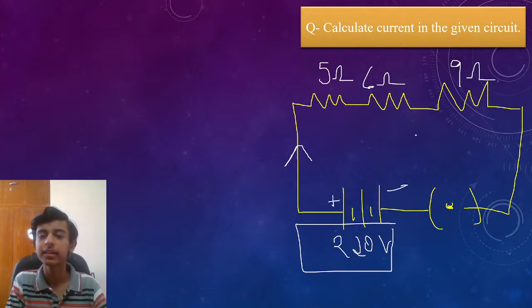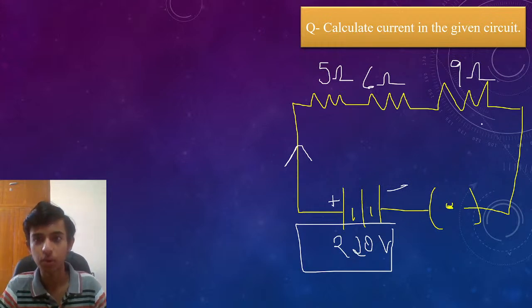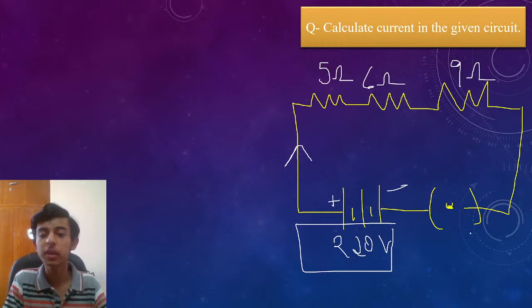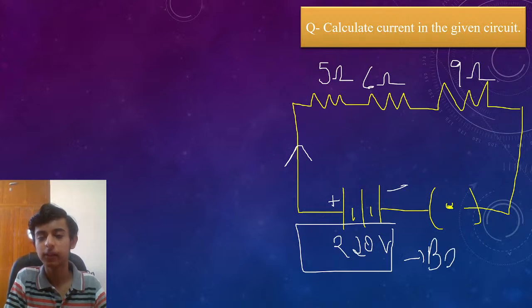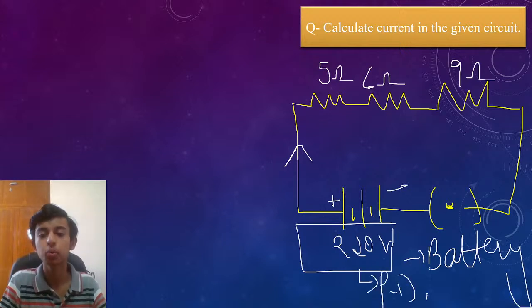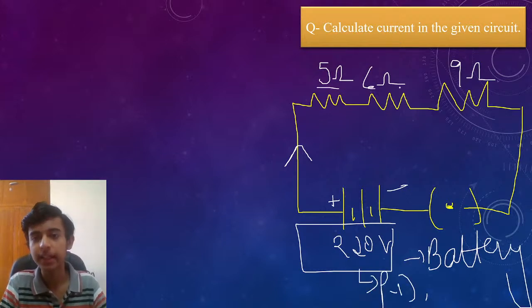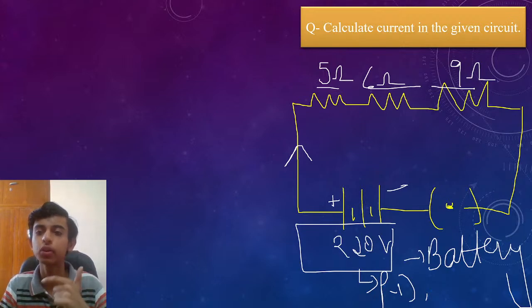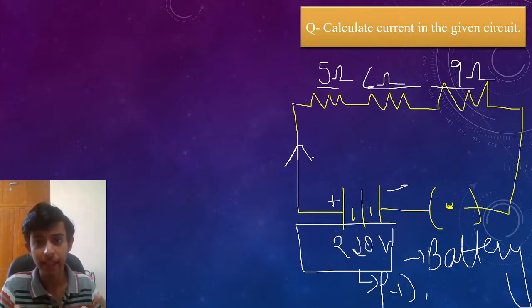See, this is a circuit. In this manner, you will also have to draw different circuit diagrams. So a 220 volt battery is there. This is the battery of 220 volt and this is your potential difference, 220 volt. Now three resistors are there of 5 ohm, 6 ohm and 9 ohm, and it is a closed circuit, it means electric current is flowing in it. So now you are asked to calculate current.